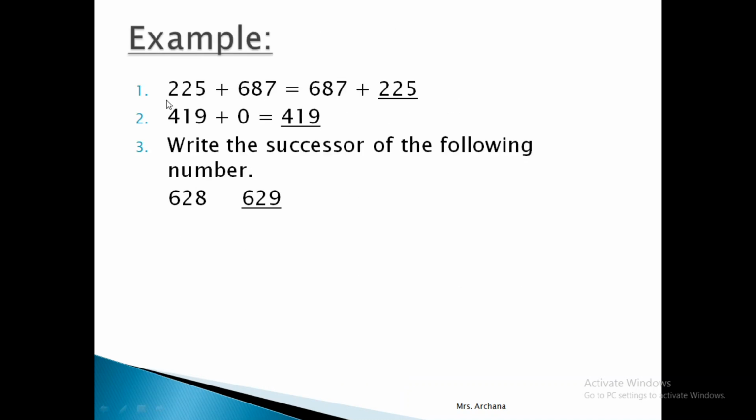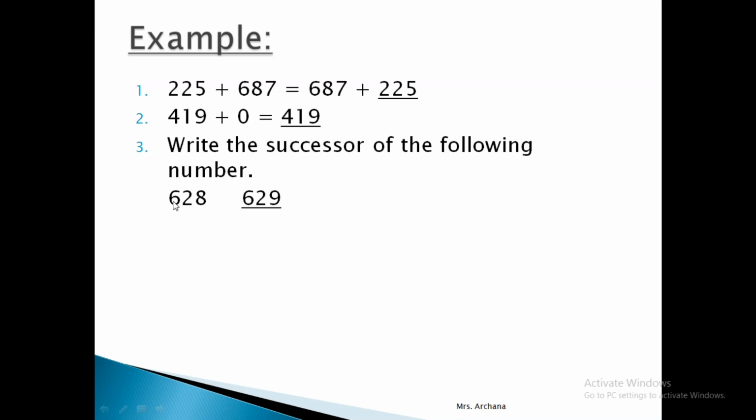This is the example. 225 plus 687 is equal to, if we write the same number first and this first number second, the addition value will be the same. That's why the equal to sign is given here. 419 plus 0, that means if we are adding 0 to any number, then it will not change. The number will remain the same.